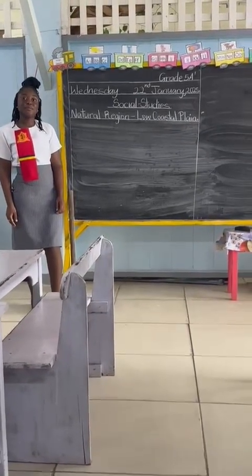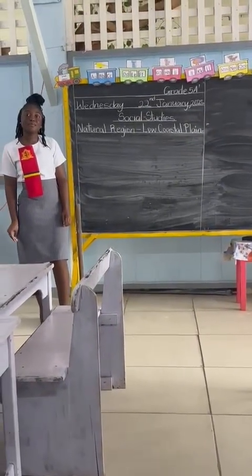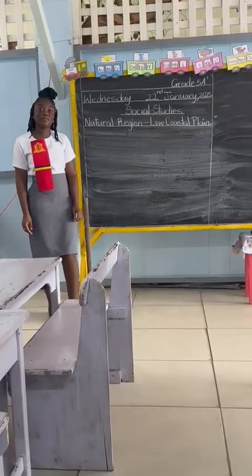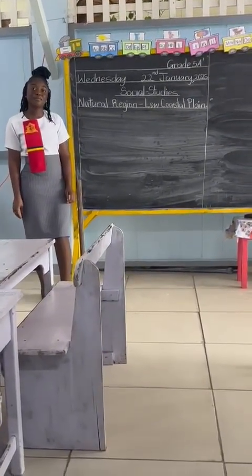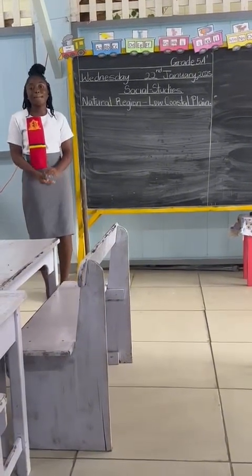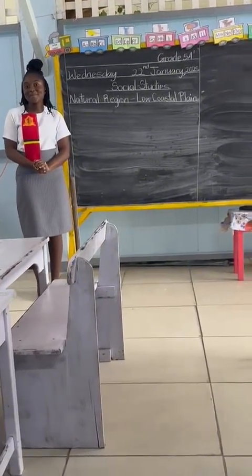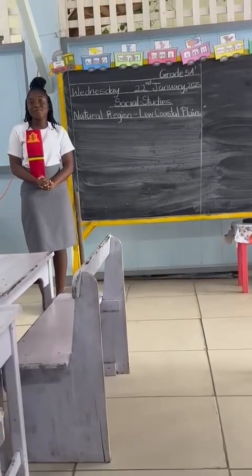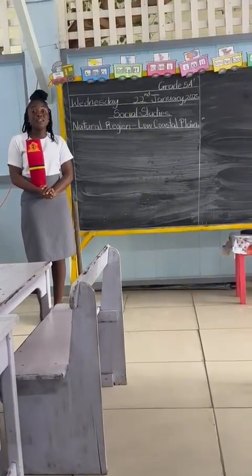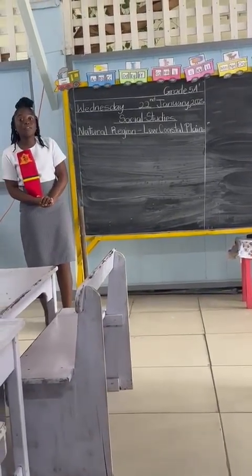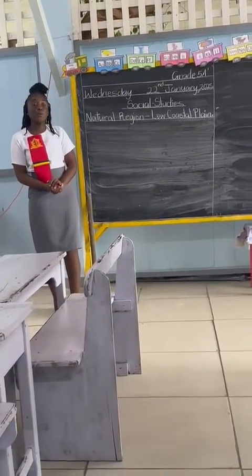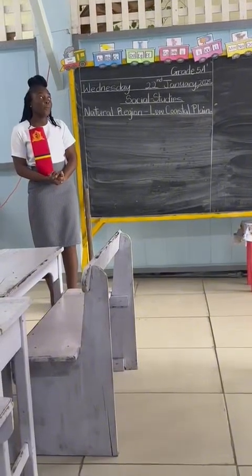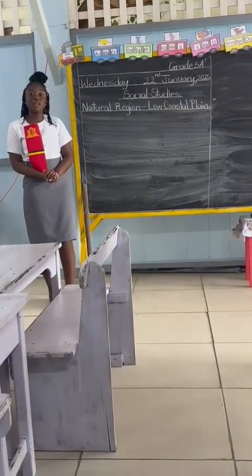Yes, Miss. The types of natural regions are the hilly sand and clay region, the low coastal plain, the interior savanna, and the forested island region. That is great. That is also correct. So, for today's lesson, we're going to look at the low coastal plain.